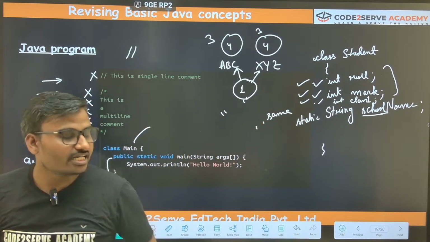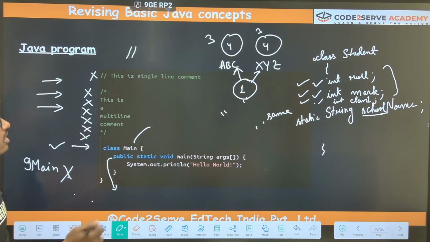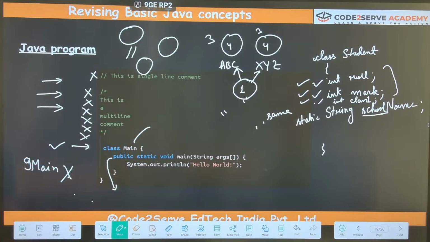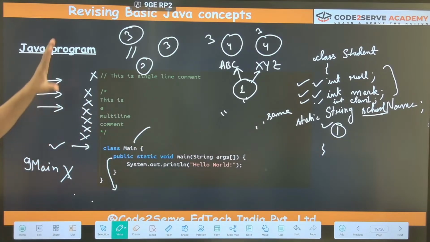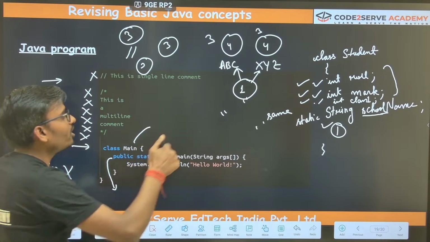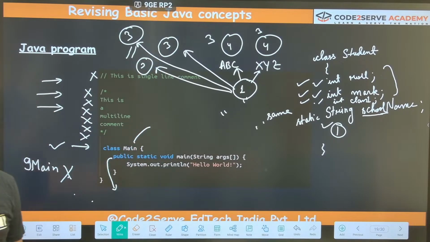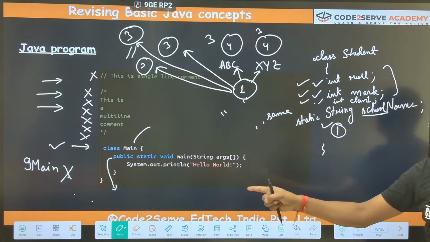Okay, so with static, a single reference will be created. Even if you create hundreds of objects, it doesn't matter. The three variables will be created anew for each object, but this variable will be created only once for the entire student body of your school. Got my point? This will get the same reference, and this will also get the same reference. So whenever you need this type of concept, you are going to use static.